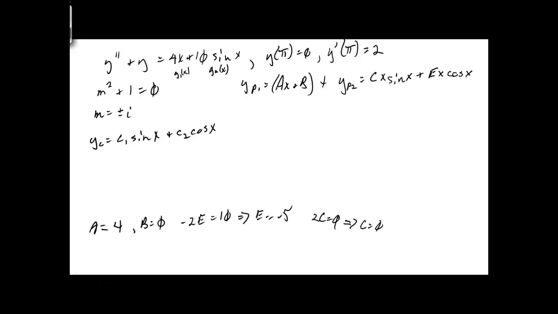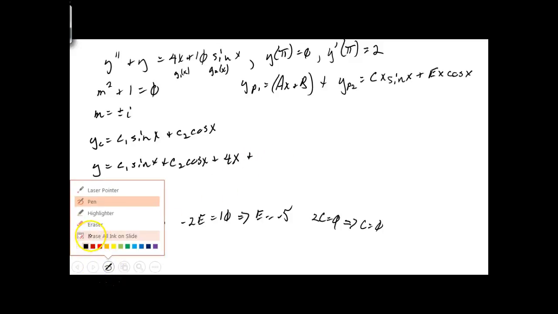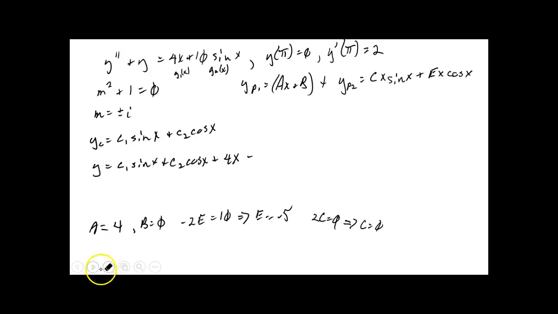Okay. So here's our general solution. Y is equal to C1 sine x plus C2 cosine x plus 4x minus 5x cosine x.